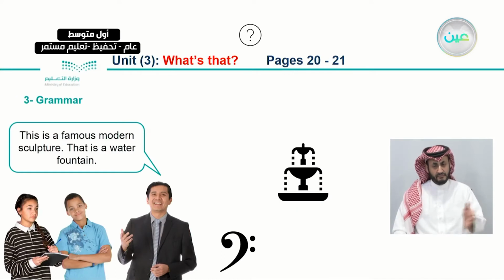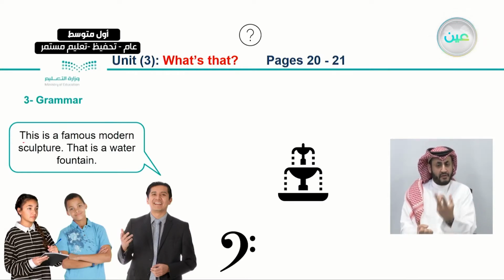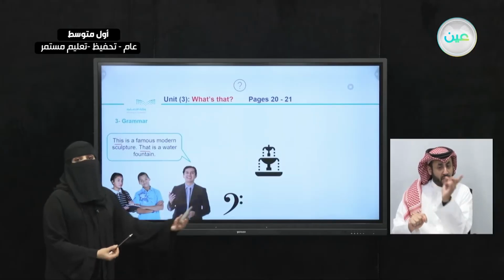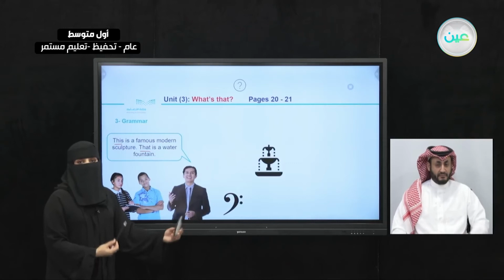Also, the tour guide was saying this is a famous modern sculpture. That is a water fountain. Did you notice the difference between this and that? This is for a singular item when it's closer to you, and that is for a singular item when it's far away. This and that.